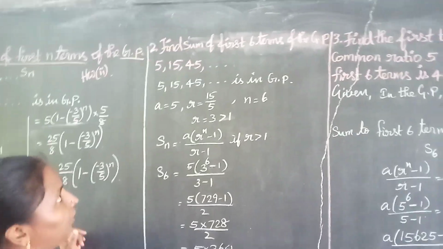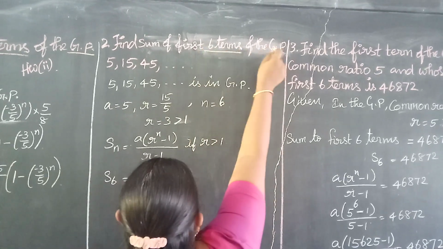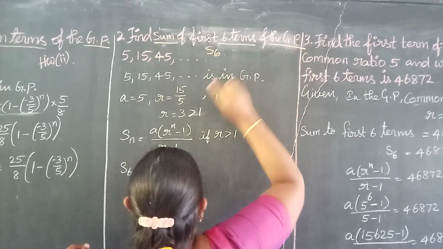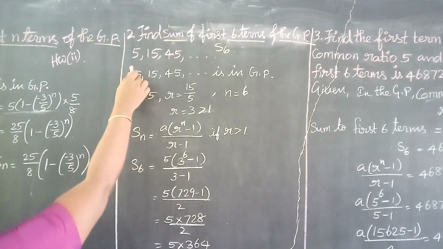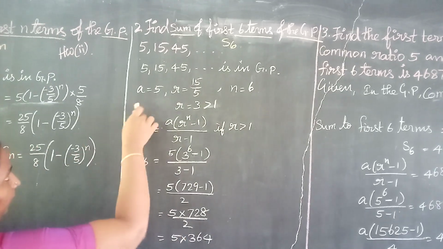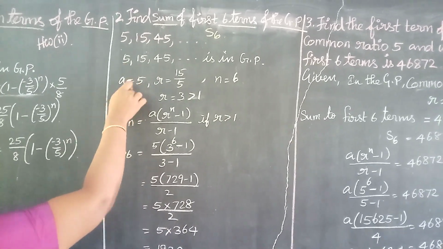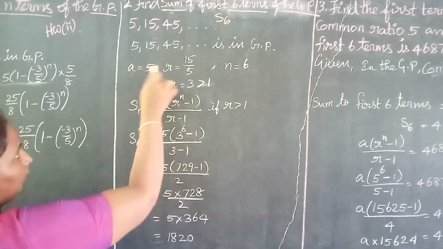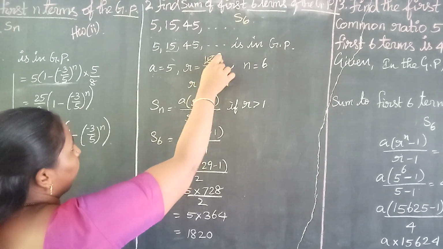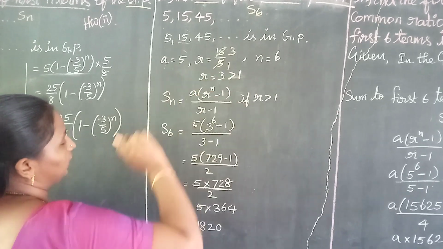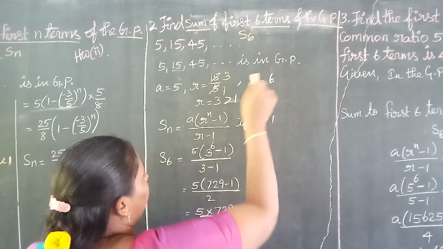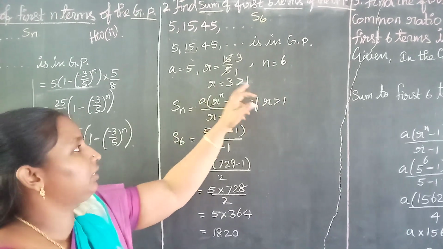Find the sum of first 6 terms of the GP. So for the sum of 6 terms, now you are going to find S6. The sequence is in GP. So they given 5, 15, 45 and so on, is in GP. So A, that is the first term, A equal to 5, R equal to T2 by T1, that is 15 by 5. You will get 5 1s are 5, 5 3s are 15, so R is 3, which is greater than 1. So the number of terms they given in the sum is n equal to 6. So R is greater than 1.